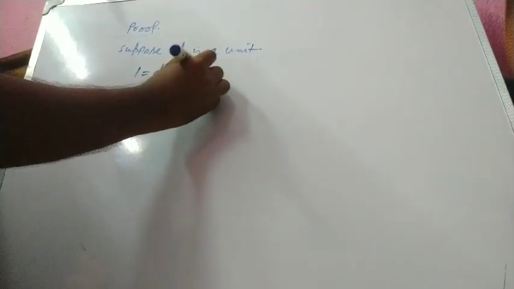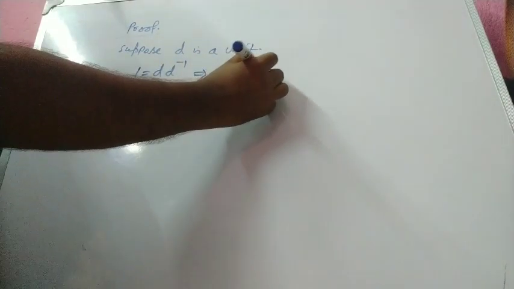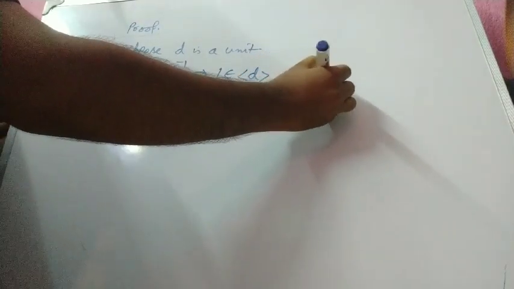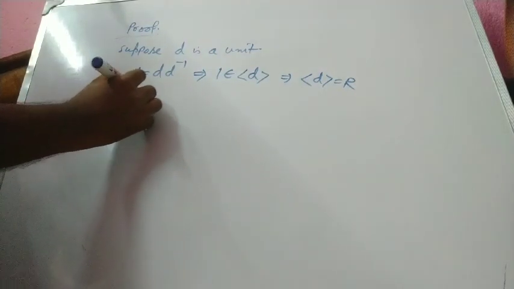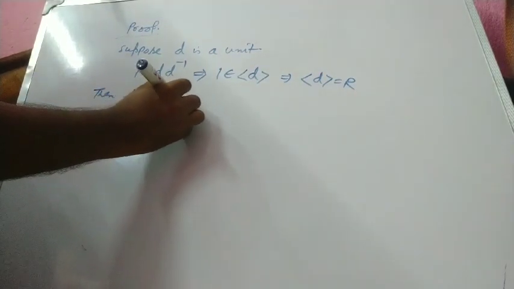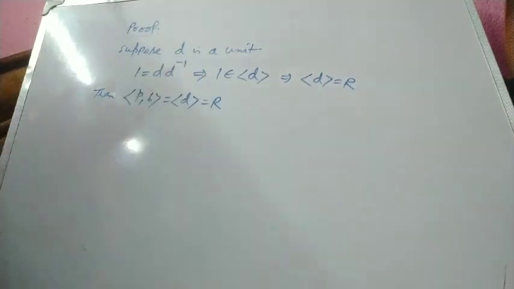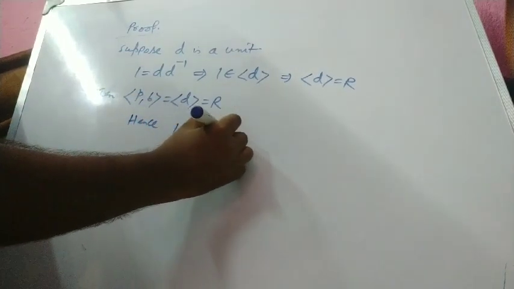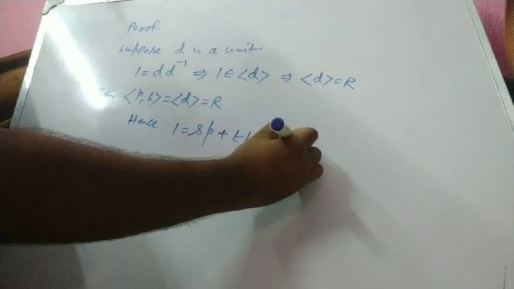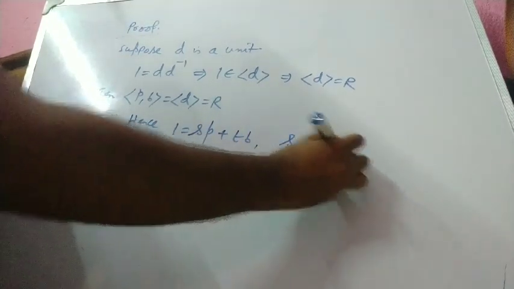Suppose d is a unit. তাহলে d যদি ইউনিট হয়, then 1 equals d times d inverse. This implies 1 belongs to the ideal generated by this. Therefore this equals R. Then (p, b) equals (d) equals R. It is clear. Hence 1 equals sp plus tb for some s, t belonging to R.